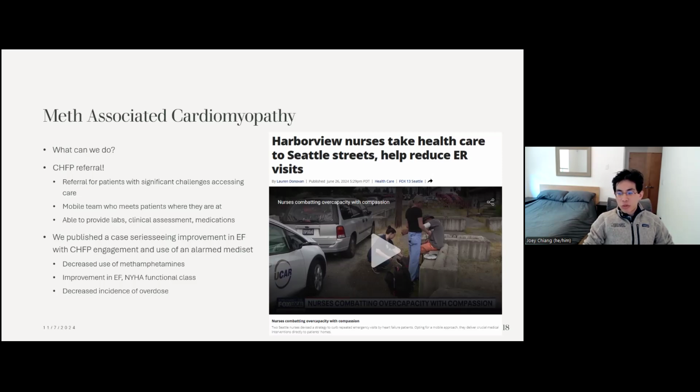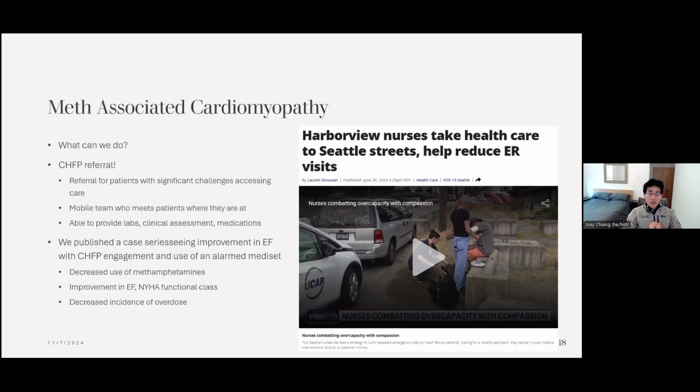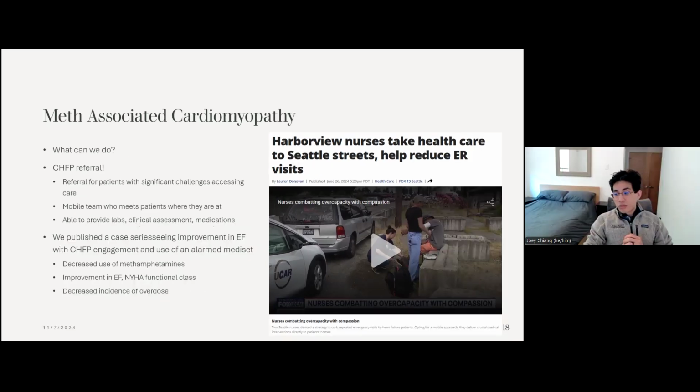I published a case series with this team, seeing that when we got people engaged in this service and also gave them an alarmed medication set, one that was typically used for dementia patients, it's locked. It ends up rotating after alarming through like a 28-day cycle, and you're only able to give meds once a day. But we saw that people's adherence went to like 100% from maybe in the 30s or so. We saw decreased use of methamphetamines, improvement in people's EF from like 12 to 20 to the 40s to 50s. And their NYHA functional class went from like NYHA 3 to NYHA 1 or 2. And we also saw that patients had decreased incidence of overdose when we were able to provide them with other things like naltrexone.